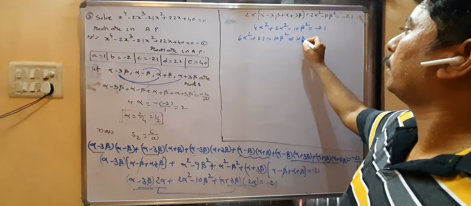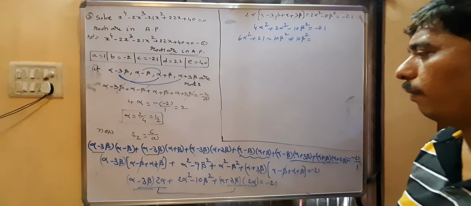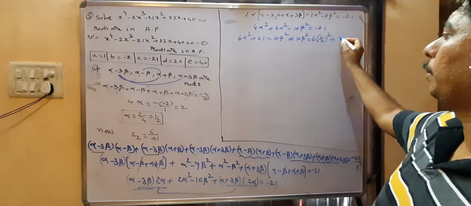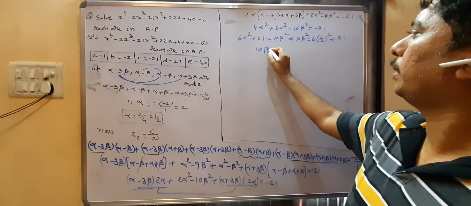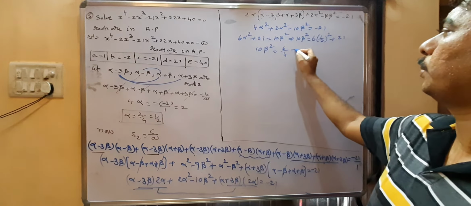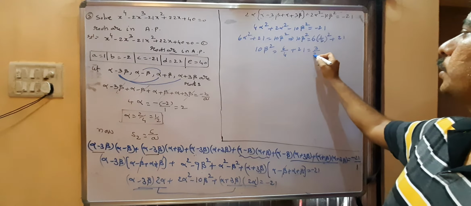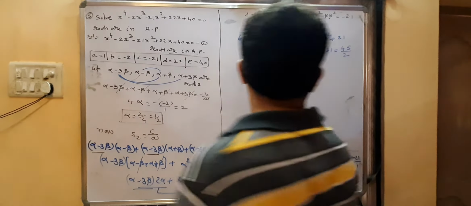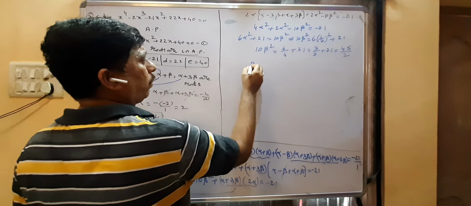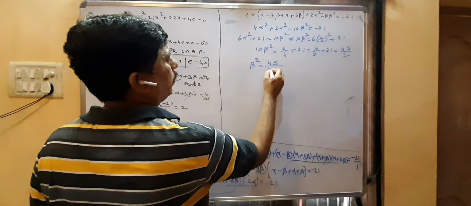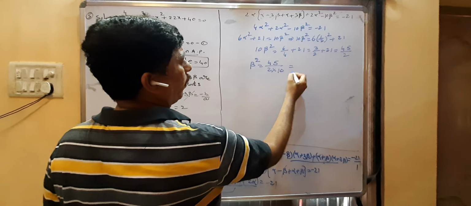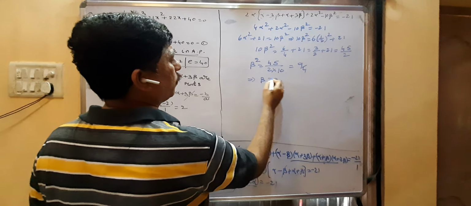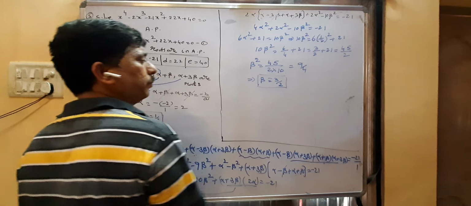So 10 beta square equals 6 into the alpha value, which is 1 by 2, whole square, plus 21. So 10 beta square equals 6 by 4 plus 21, that is 3 by 2 plus 21, which is 45 by 2. Then beta square equals 45 by 2 into 10. 5 nines are 45, 5 twos are 10, so we get 9 by 4. That implies beta equals 3 by 2. Beta value is 3 by 2.